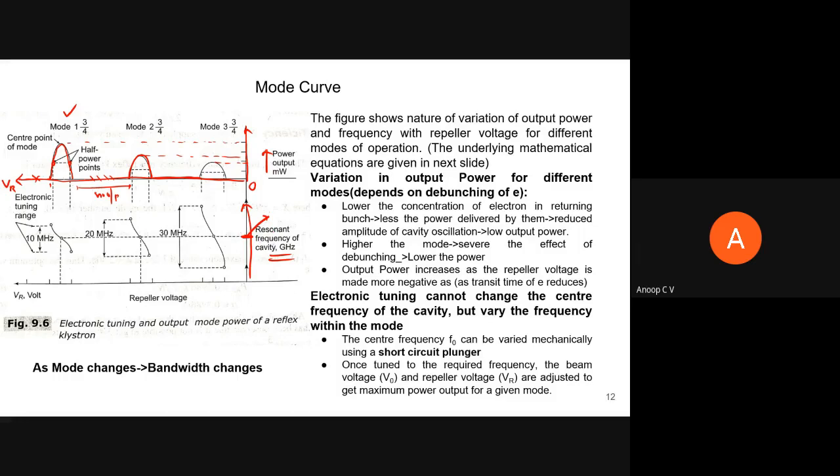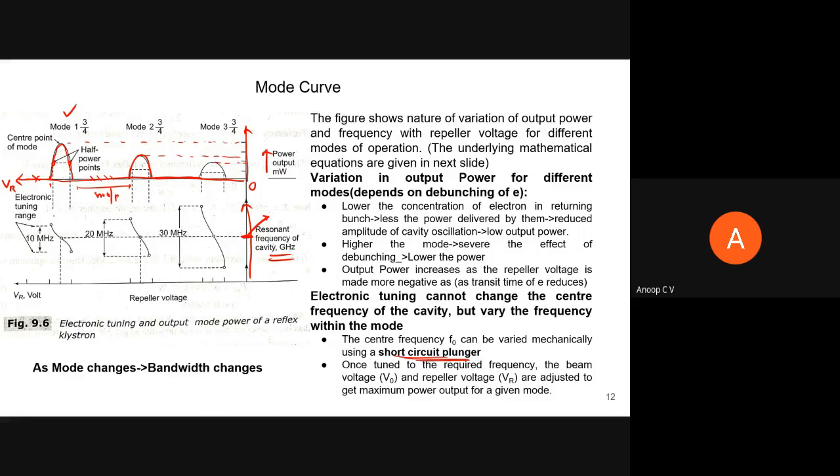Resonant frequency we can't change by changing the repeller voltage. But if you want to change the resonant frequency, there is something called a short circuited plunger on the reflex klystron. By adjusting that, you can change the resonant frequency. Otherwise, the resonant frequency will be fixed.